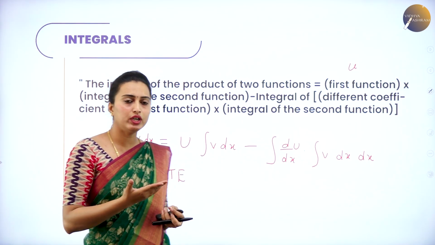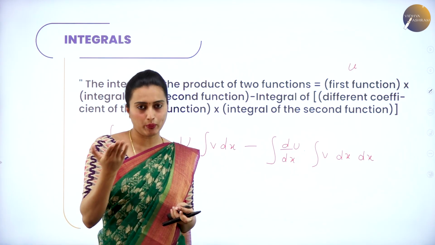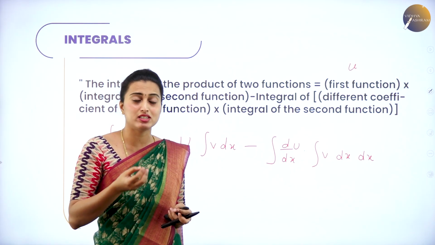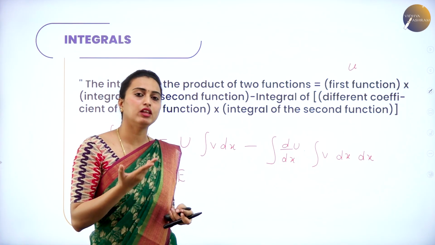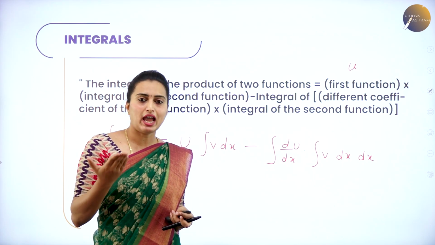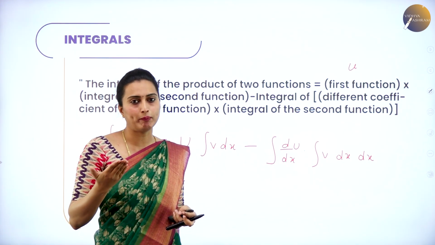And then after logarithmic, you have algebraic. Algebraic means the equation is in the form of x power n. Okay, that is called algebraic, which is x squared, x cube, x power 5, anything it can be. And then trigonometric. Trigonometric means sin x, cos x, tan x, cosecant x, secant x, cot x. These are all known as trigonometric functions.